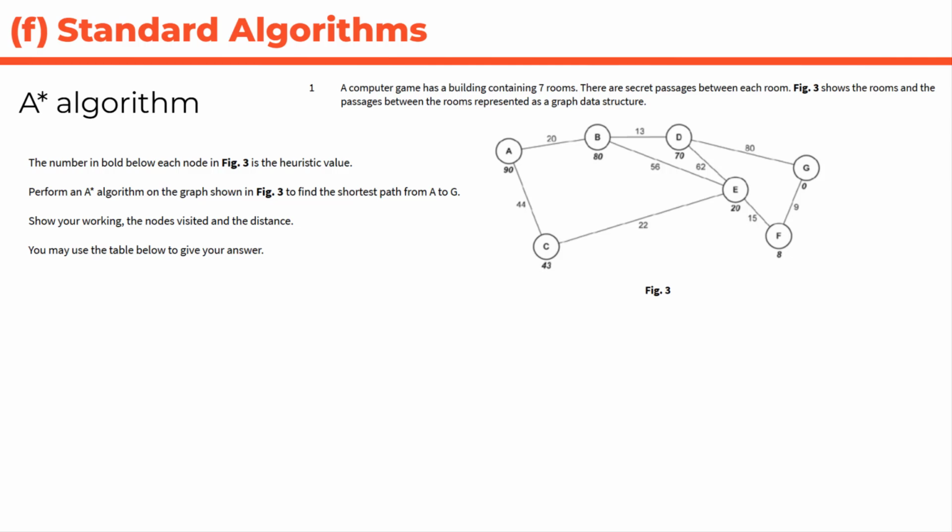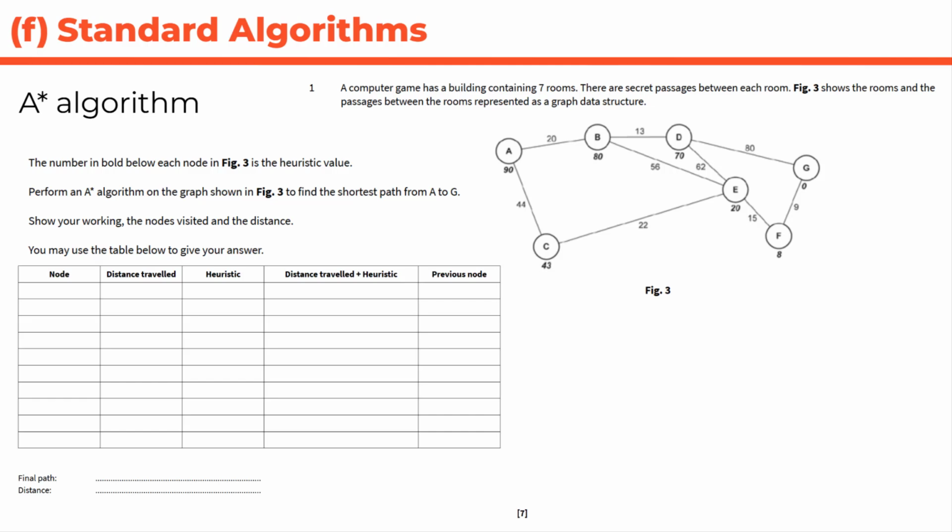Show your working, the nodes visited, and the distance. So we've got to show our working, the nodes visited, and the distance we've travelled. You may use the table below to give your answer. There's the table. It's got a number of columns, and I think we can fill these columns out without any prior knowledge. We'll see how far we get. Then we've got the final path and the distance, and that's worth 7 marks. So are you ready?